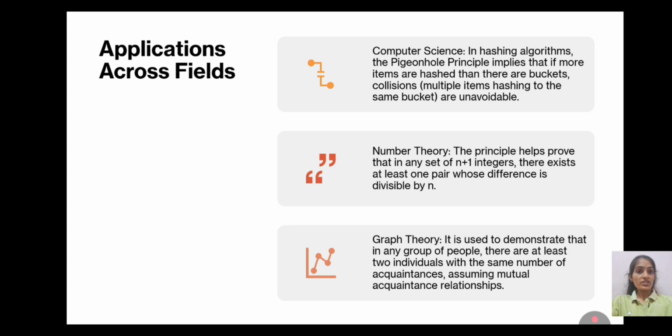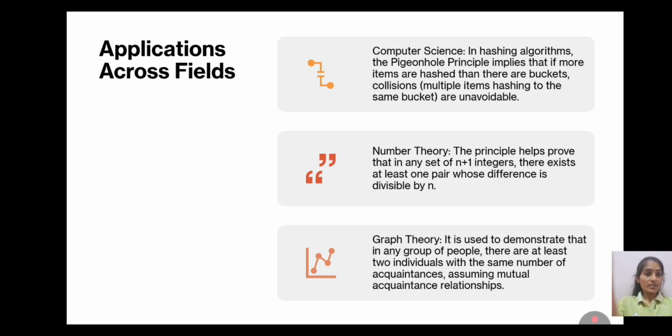Next, applications across fields. Computer science: in hashing algorithms, the pigeonhole principle implies that if more items are hashed than there are buckets, collisions are unavoidable. Multiple items hashing to the same bucket cannot be avoided.